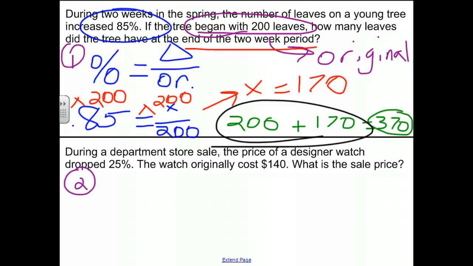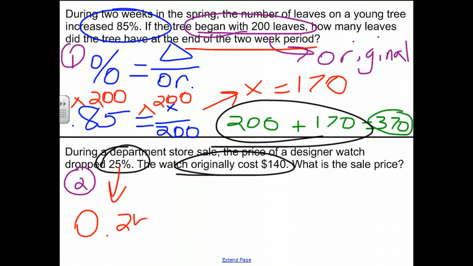For number 2, the department store sale, the price of a designer watch dropped by 25%. The watch originally cost $140. What is the sale price? So again, we have a percentage that we're looking for, we have the original cost, and now we want to know what the change is. 0.25 for our percent change. Our change is something that we're not sure of, and the original is 140.